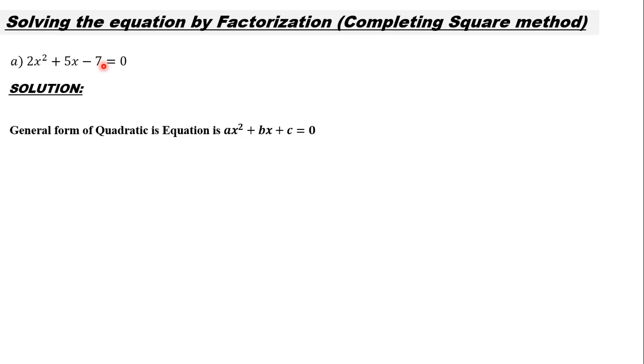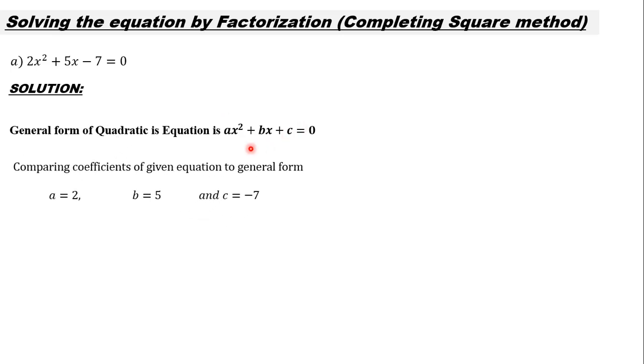Remember, always include the signs. So by comparing the given equation with the general form, we get a equals 2, b equals 5 and c equals minus 7. In the factorization method, just make this line and write it like this. Simply multiply this a with c and write that number over here. And write b beneath this line, which is equal to 5 in our case.